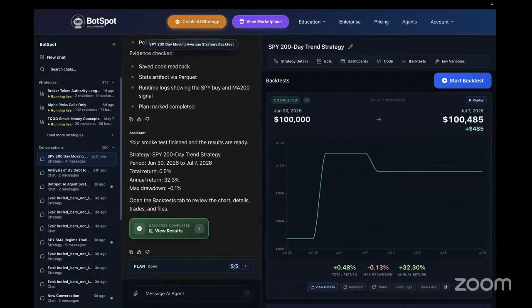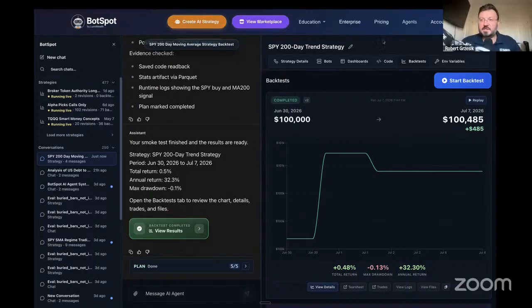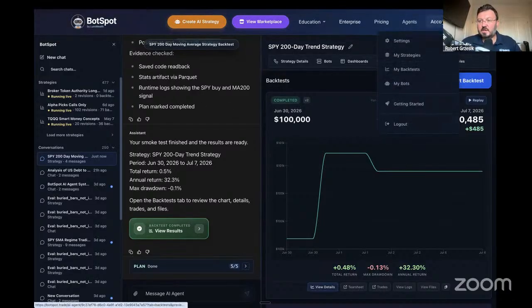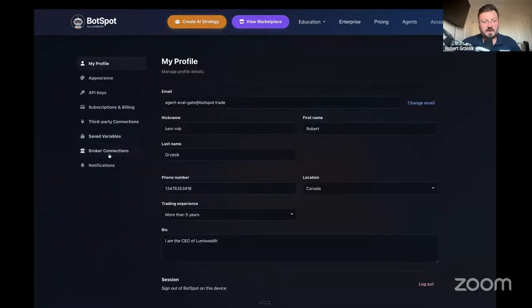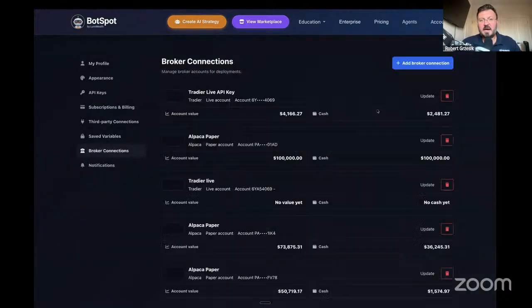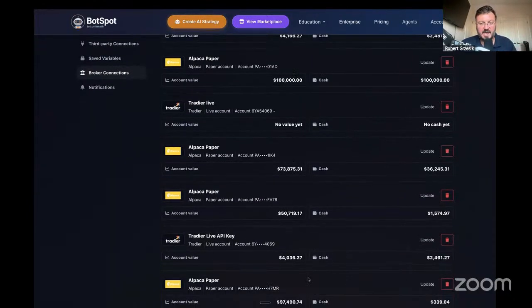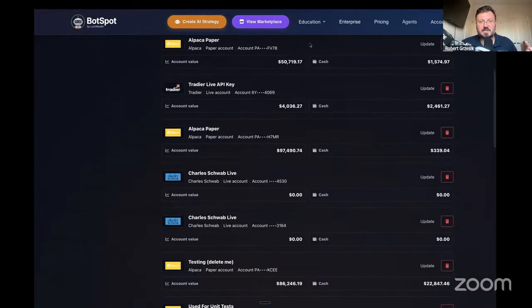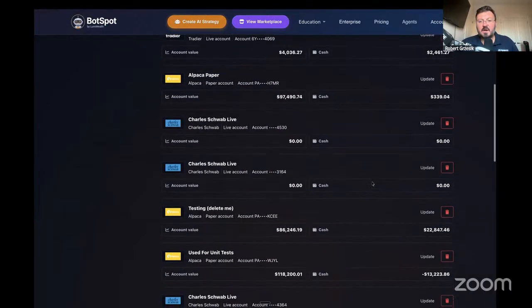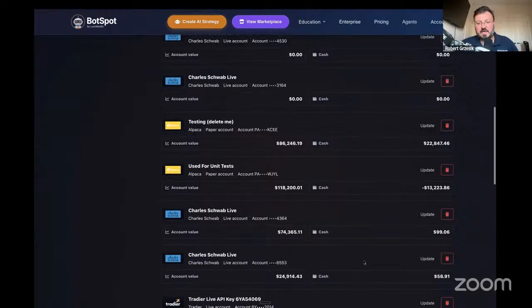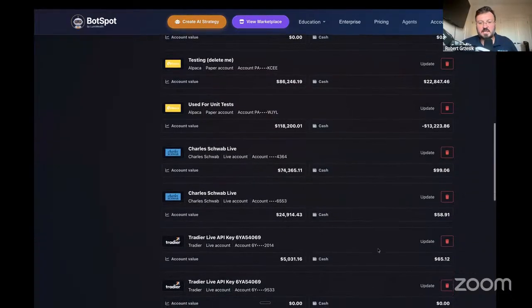Yeah, and just in general, it's easier to load your brokers too. So we have this whole broker connections thing. We've made it so that the account values automatically go into here, so you see how much money you have in each of your accounts at a glance, right? So it kind of makes that easier. You can see all your different connections. When you connect something, it automatically pulls all that stuff in.